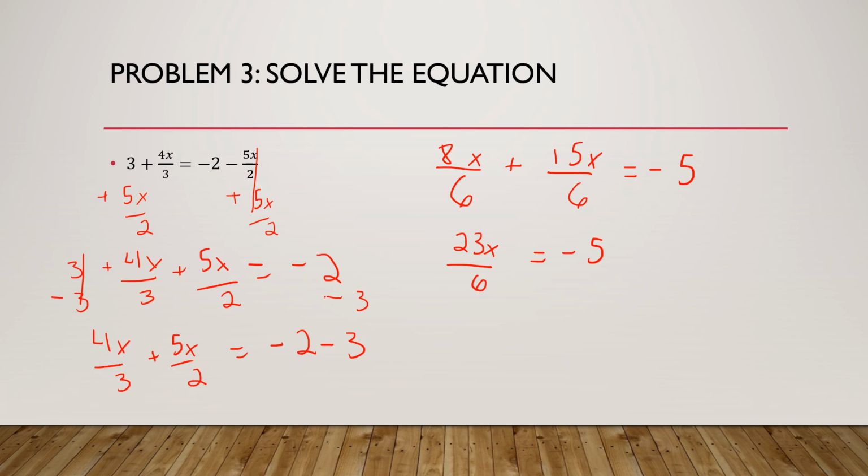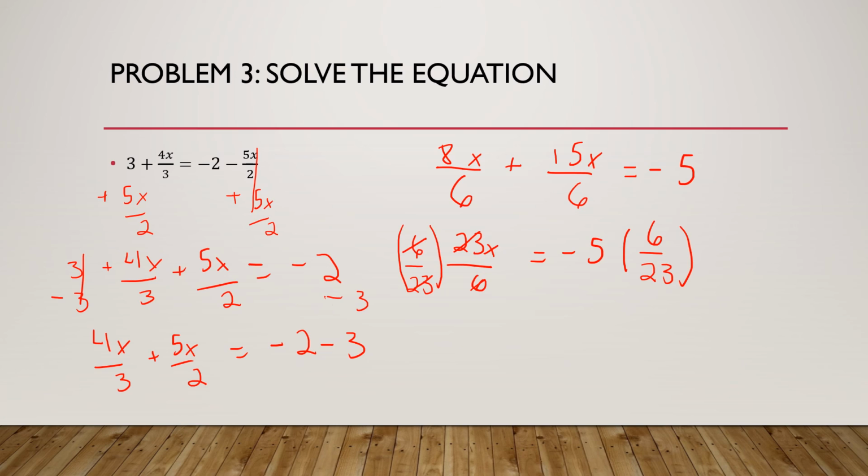All right, so we're doing great right now. So we need to get x by itself, so we need to find the reciprocal of 23 over 6. So the reciprocal of 23 over 6 is going to be 6 over 23. All right, 6 over 23. You're going to multiply that by this on one side of the equal sign and on the other side of the equal sign. So that's going to cancel that out, right?